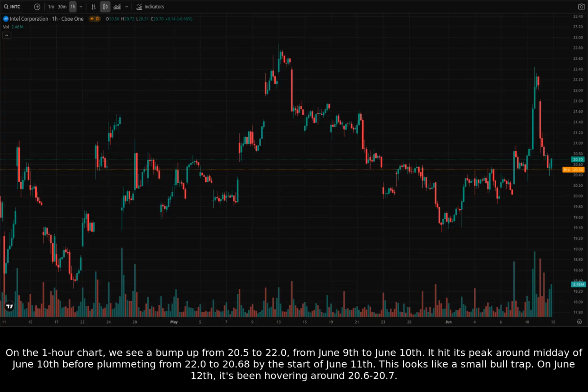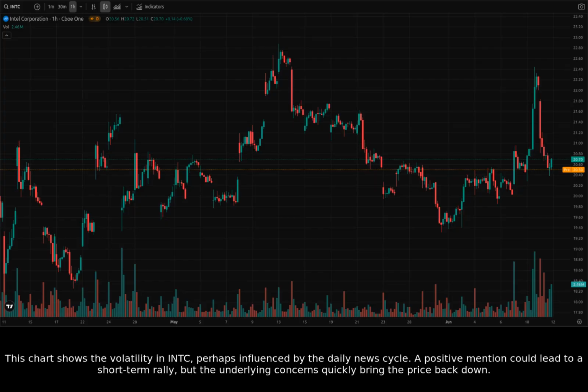On June 12th, it's been hovering around 20.6 to 20.7. This chart shows the volatility in Intel, perhaps influenced by the daily news cycle. A positive mention could lead to a short-term rally, but the underlying concerns quickly bring the price back down.